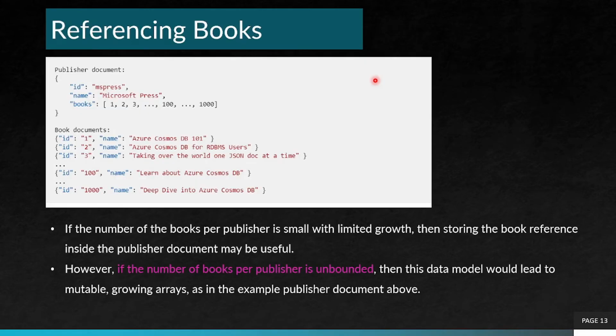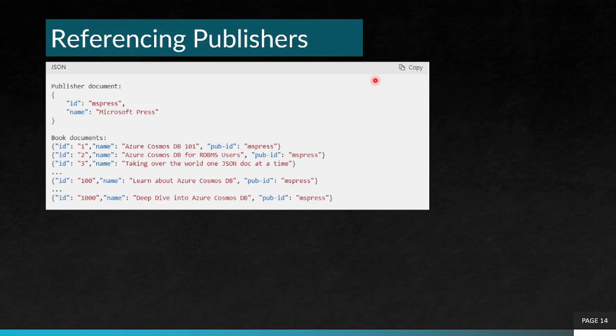Let's see it with an example. You see, there is a publisher and there are books. A publisher can have many books associated with it. So if you put it there, we are assuming that the publisher has a limited number of books and there is limited growth. But the reverse way is much easier, in which a book will have only one publisher and we can reference it back, and the book has a reference to the publisher rather than the publisher having the reference to the books.